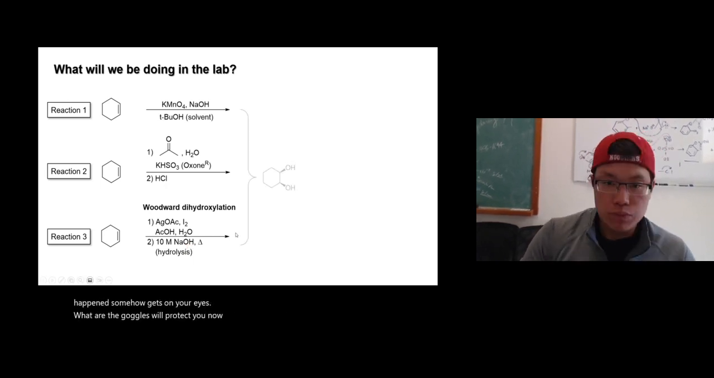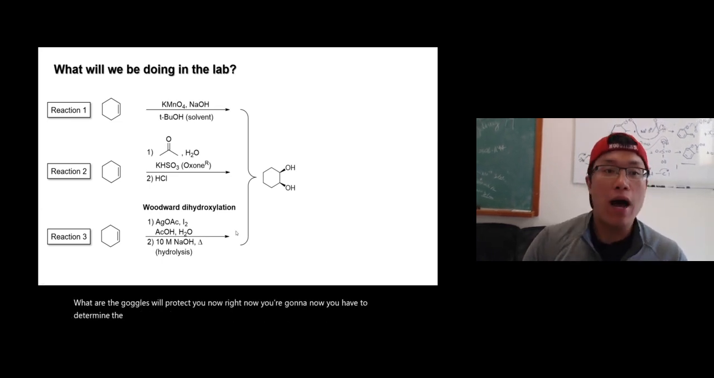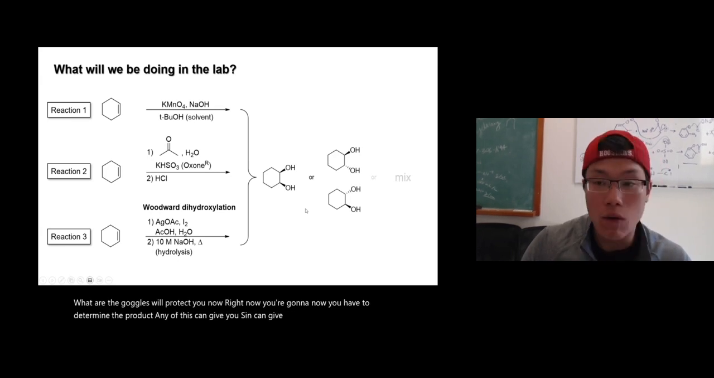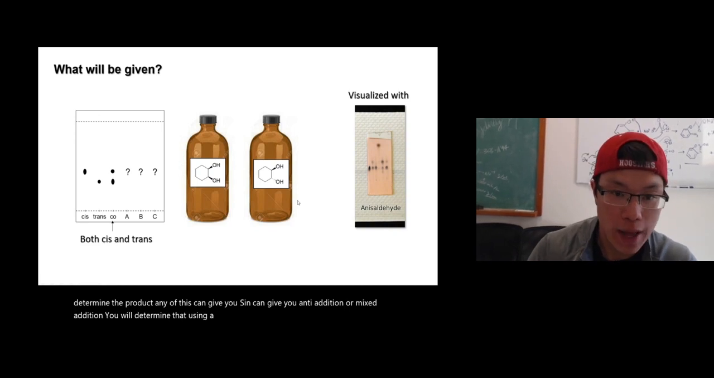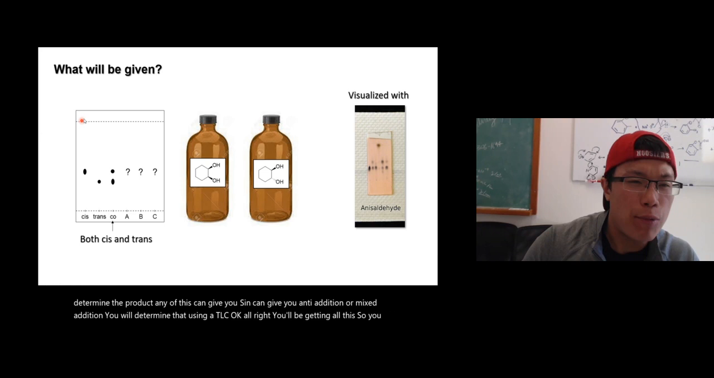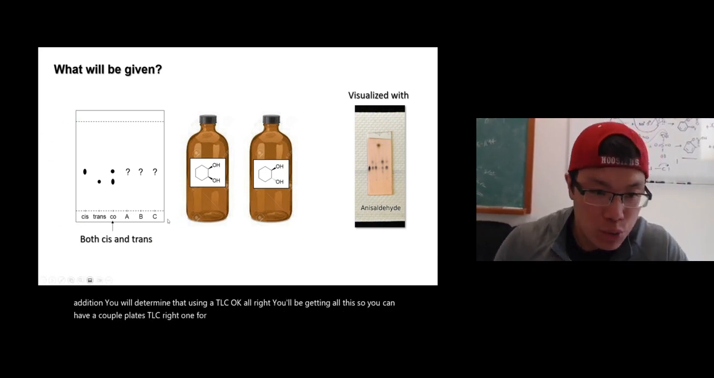All right. Now you have to determine the product. Any of these can give you syn addition, anti-addition, or mixed addition. You will determine that using a TLC. You'll be getting a couple of TLC plates, right? One for doing it, and the other one just in case you did it wrong.